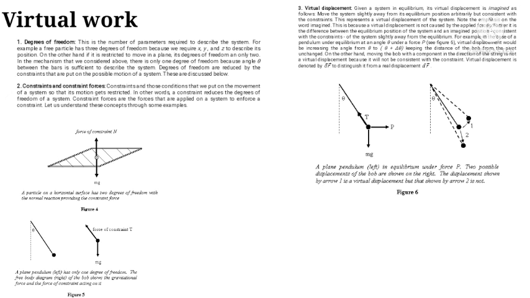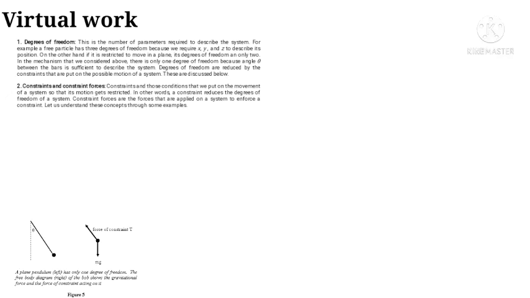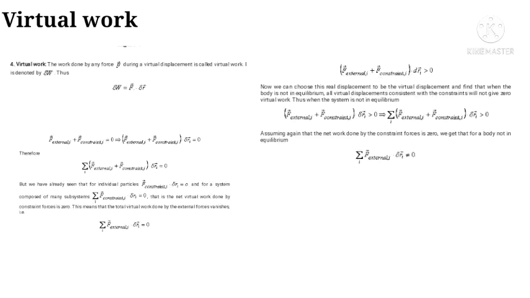With this definition, we are now ready to state the principle of virtual work. It is based on the assumption that the virtual work done by the constraint force is 0. The principle of virtual work states that the necessary and sufficient condition for equilibrium of a mechanical system without friction is that the virtual work done by the externally applied forces is 0.